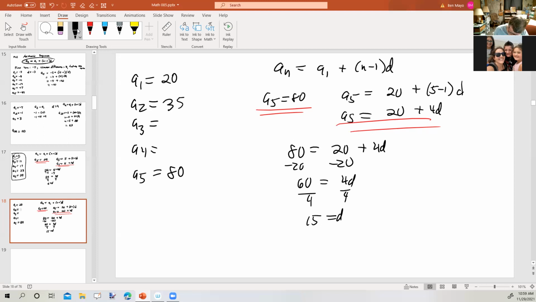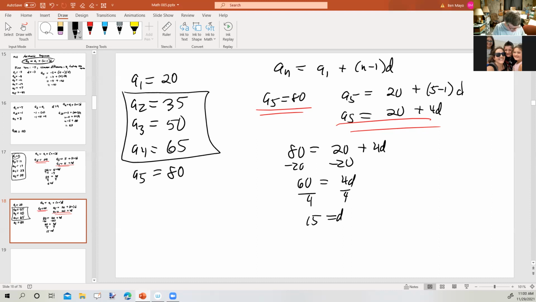20 plus 15 is 35. 35 plus 15 is 50. 50 plus 15 is 65. 65 plus 15 is 80. So the 3 arithmetic means are right there. Any questions there?